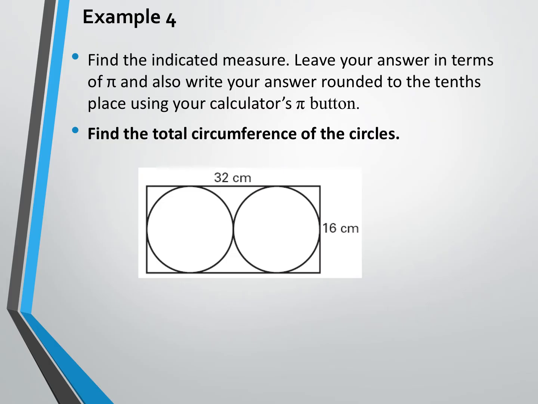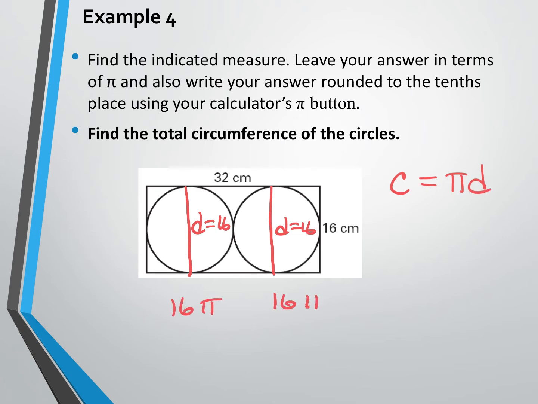Next one, yes. So for the next one, it wants us to find the circumference of the circles. We don't need to do anything with that rectangle. We just need to know that this 16 is the diameter of both circles. So what we can do is we know that both circles, we could use the formula pi times d. So this one's 16 pi. This circle is also 16 pi. So just add them up, and left in terms of pi, 32 pi centimeters.